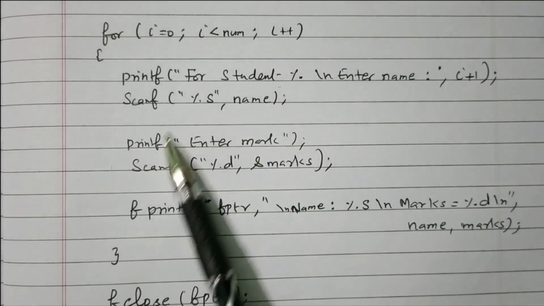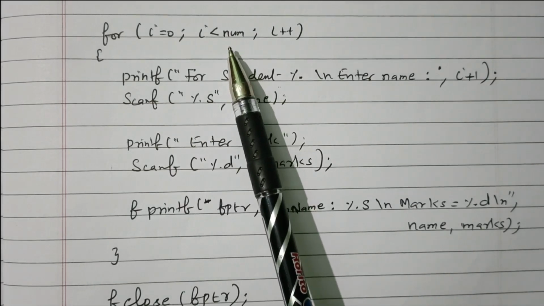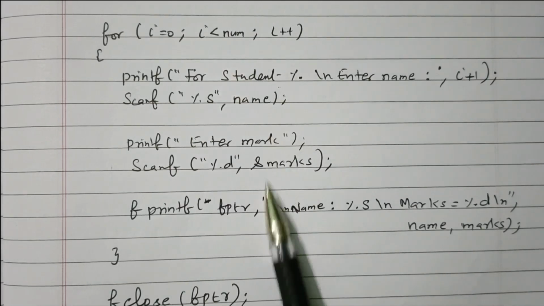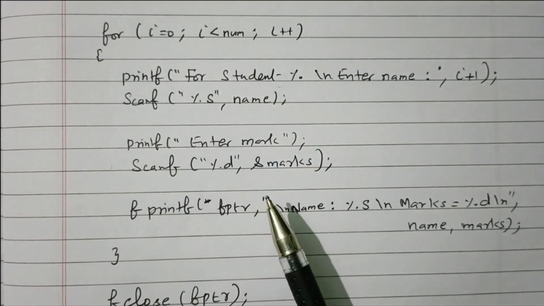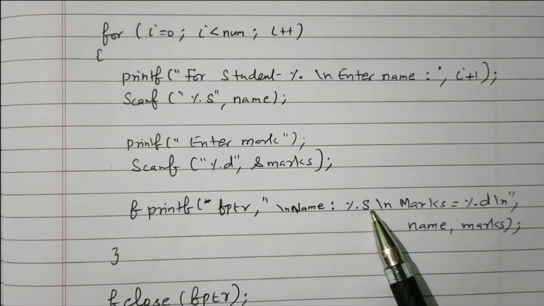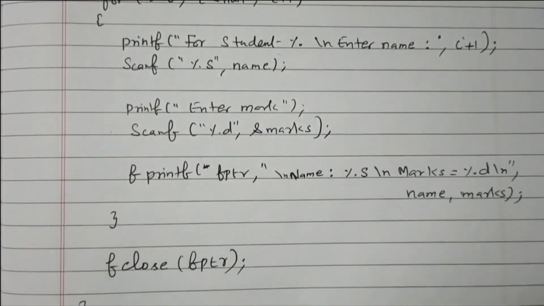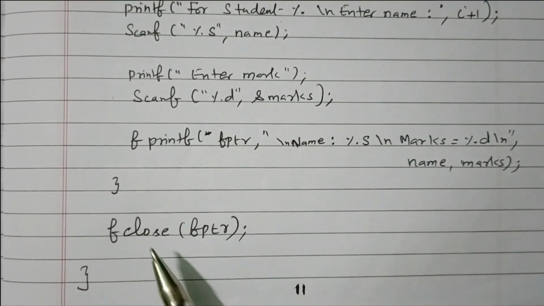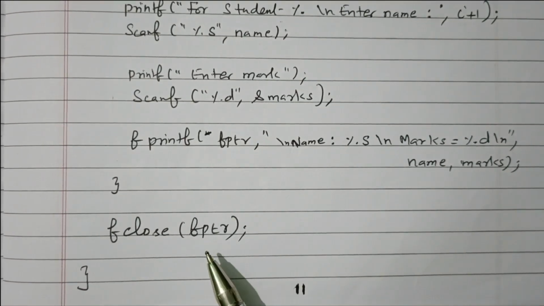So the same process is repeated until num. Suppose the user enters num equal to 5, then this process will be executed 5 times. So all 5 names and marks will be stored in the file itself. Once we open the file, we have to close the file. fclose fptr. For every operation, we are referring to the file pointer. Then close the program.